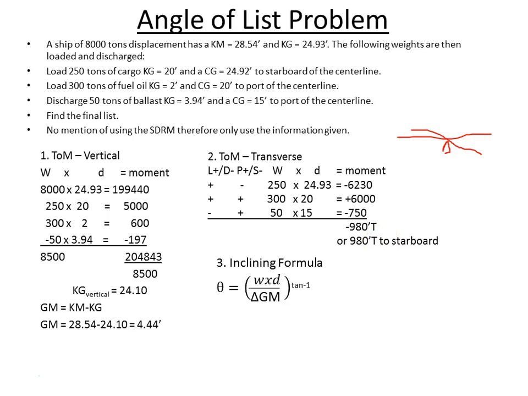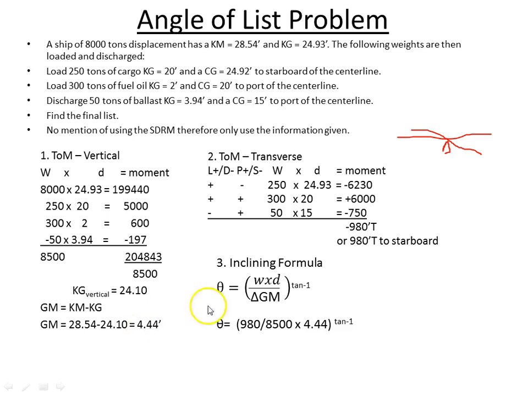The inclining formula for theta is weight times distance divided by displacement times GM. And then you do the inverse tangent of that, and you get theta. Well, this weight times the distance is this. This is what's left over. This is the inclining experiment, transverse, side to side, and we know that we're going to have a moment of 980 foot-tons to starboard. So this value that we have here is what's going to go here. The displacement we're going to take from over here, which was 8,000. That's the vessel at the beginning of the problem. We loaded 250, we loaded 300, we discharged 50, and GM is what we calculated right there.